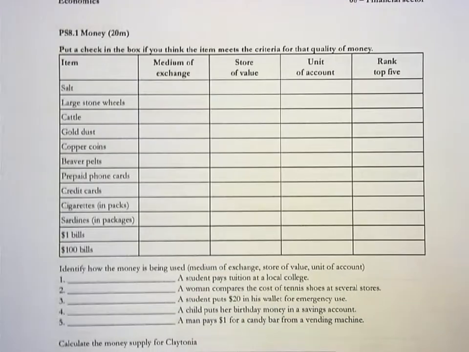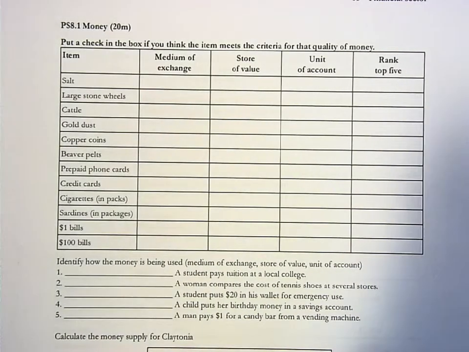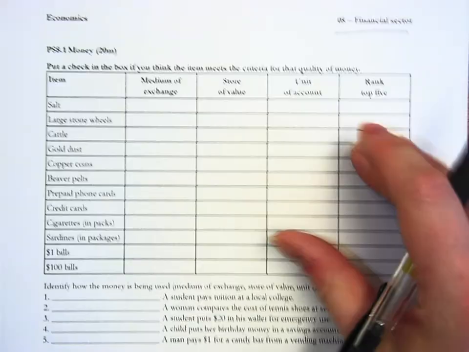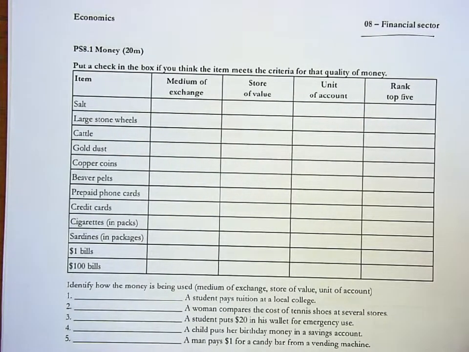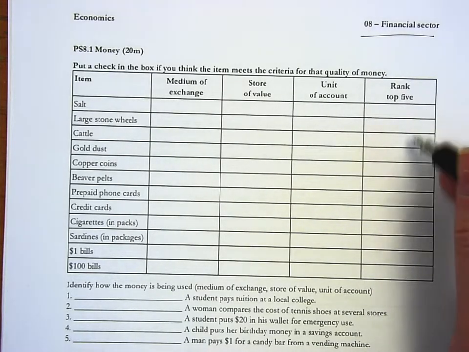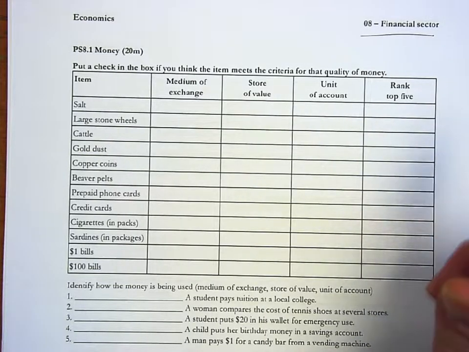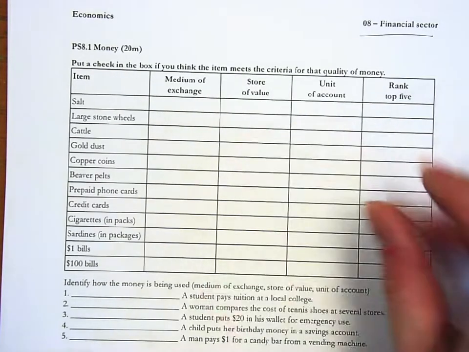So this is our first practice problem set of Unit 8 on the financial sector. In this problem set, the first activity, I just want you to put a check in a box if you think the item meets the criteria for that quality of money, and then rank the top 5 over here on the right. So generally speaking, there aren't really right or wrong answers on these.